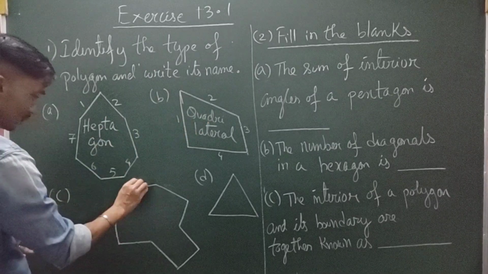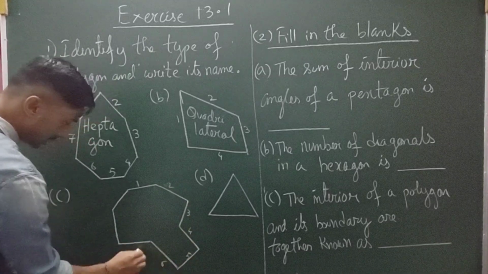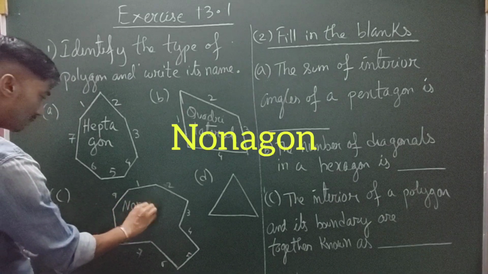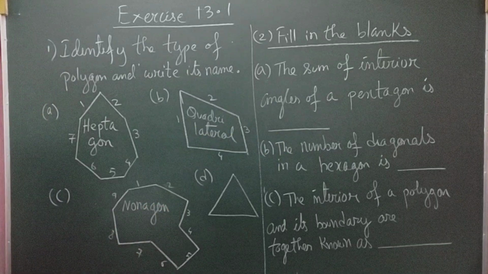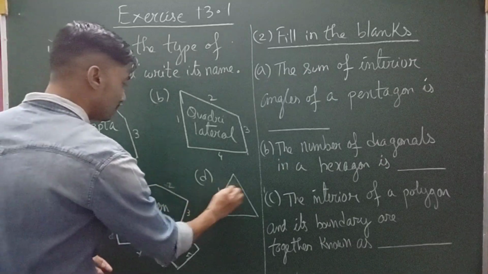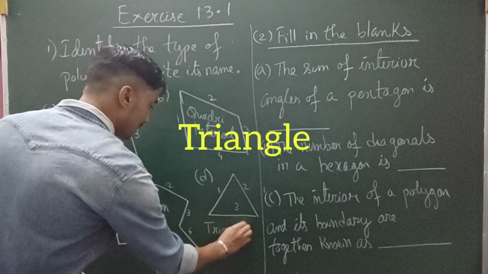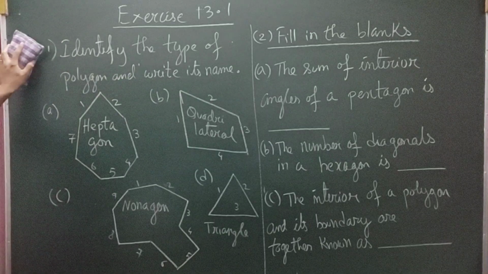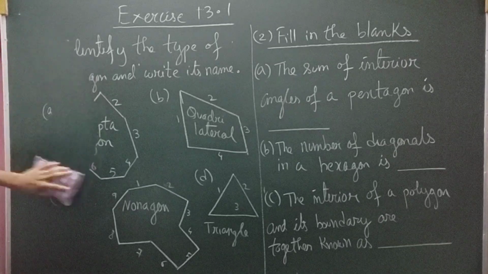Alright, this one, how many sides? 1 side, 2 sides, 3, 4, 5, 6, 7, 8, 9. We have 9 sides. So what will we call this? Nona... N-O-N-A-G-O-N. What a name. Okay, nonagon. And the last one, how many sides? We have 1, 2, 3. So this one everybody knows. This is called a triangle. So that was not very difficult, isn't it? It's just about the number of sides. Ho gaya? Pause the video there and write down. Okay? Alright.